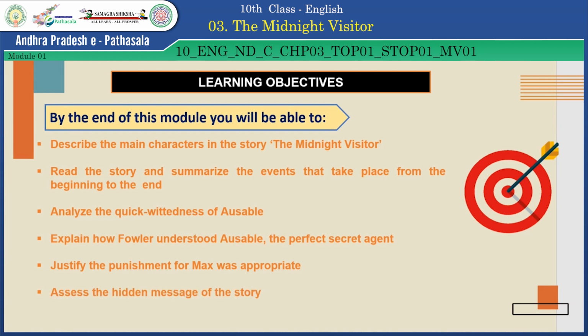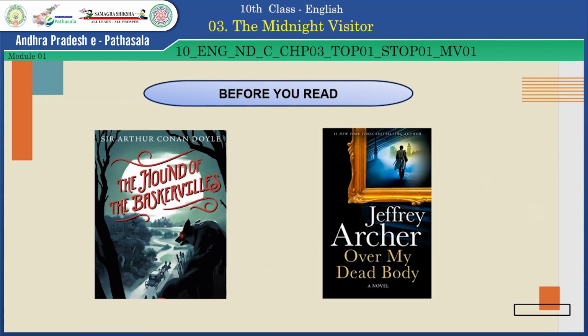Now we move on to before you read. Children, look at these 2 pictures. They are the cover pages of 2 popular English novels. They are Sir Arthur Conan Doyle's The Hound of the Baskervilles, and the second one is Jeffrey Archer's Over My Dead Body. Do you know the genres of these 2 books? Suspense, crime, investigation, etc. In these genres, the protagonists investigate the cases.